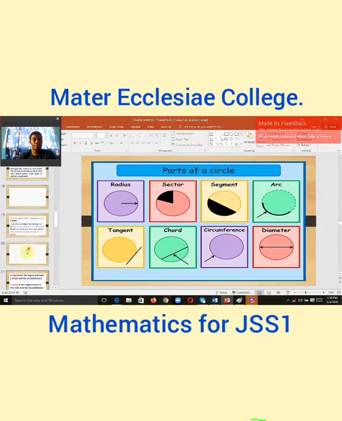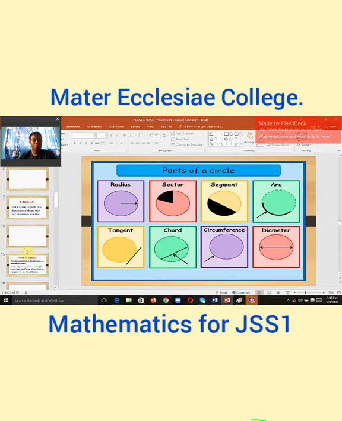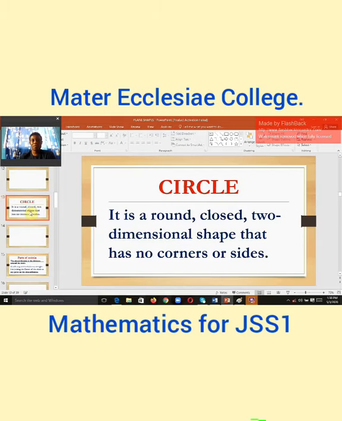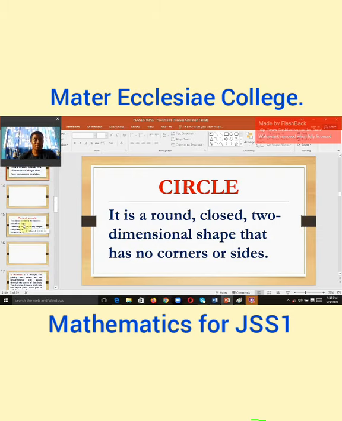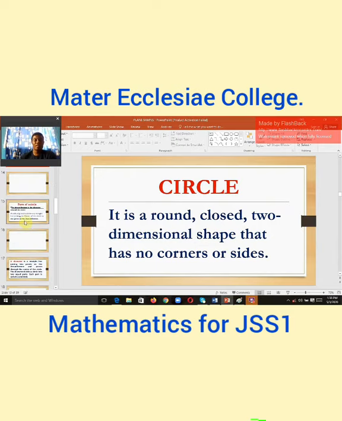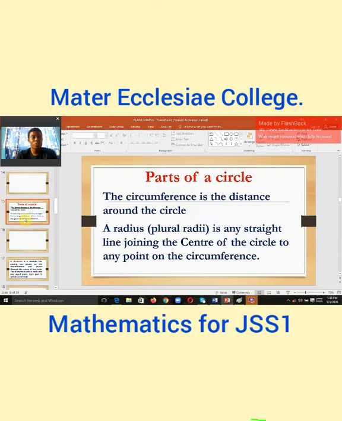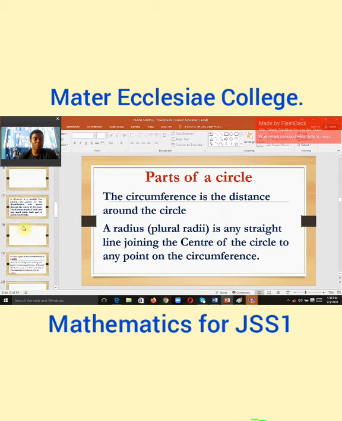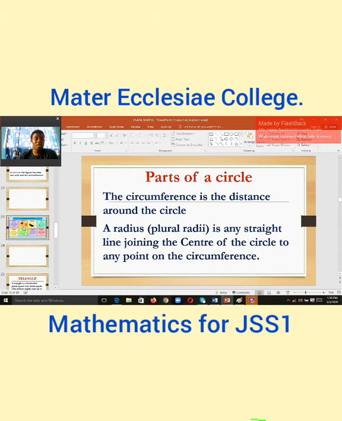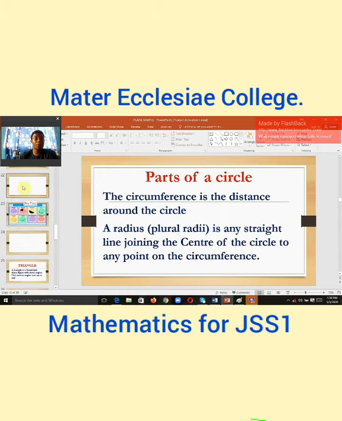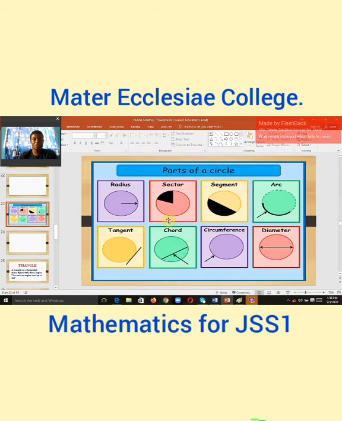So let's just do a quick revision of where we started from. Definition of circle: we looked at circle and said circle is a round, closed two-dimensional shape that has no corners. And I also explained the various parts of a circle. There are 7 parts of a circle: circumference, radius, diameter, arc, chord, sector, and segments. I also gave the definition of the various parts of a circle, and I backed my explanation with this diagram and also the diagram I drew on my white marker board.